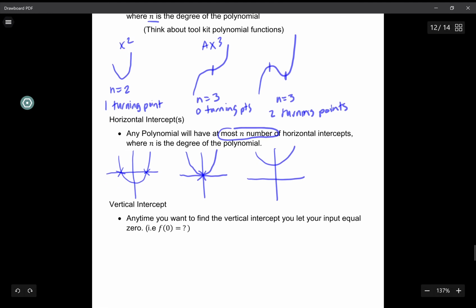And finally, vertical intercepts. All polynomials have exactly 1 vertical intercept. And that vertical intercept is going to be when you plug in 0 for x, exactly where it crosses the y-axis. And it can only cross once because they're all functions.